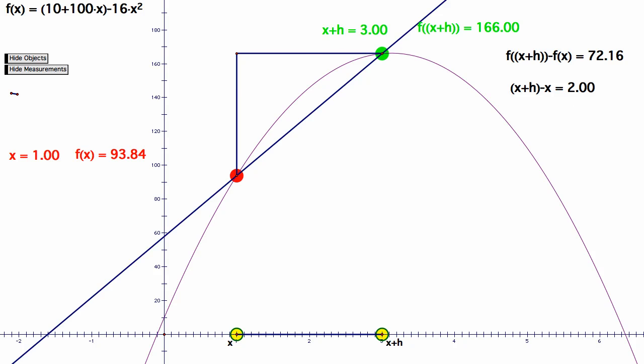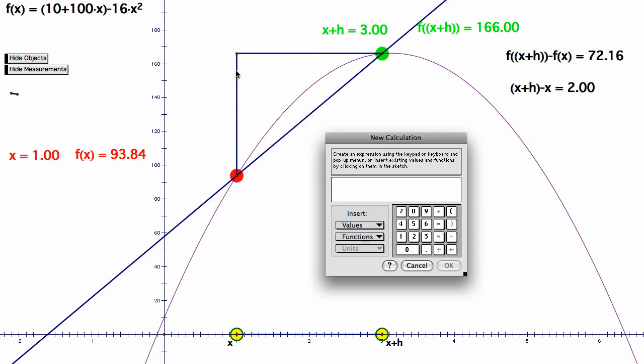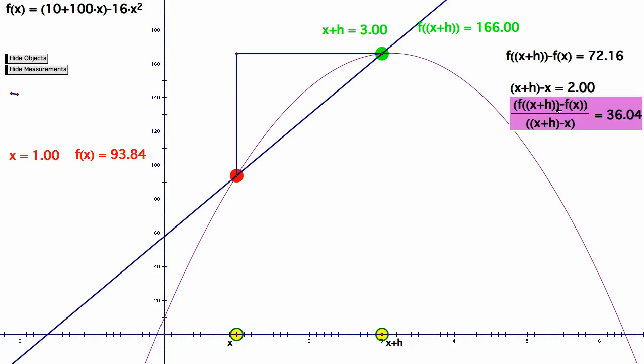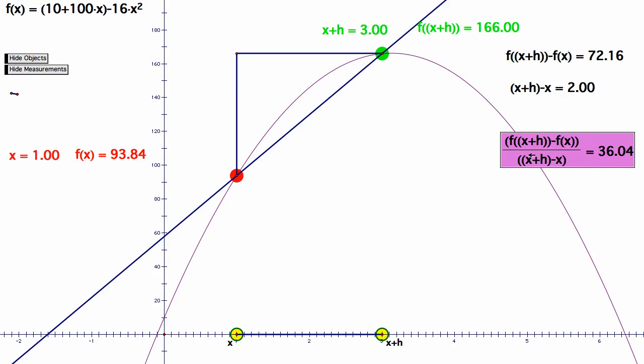All right, well, what is that calculation? Let's just go grab these. 72 divided by 2, and that equals 36.04.